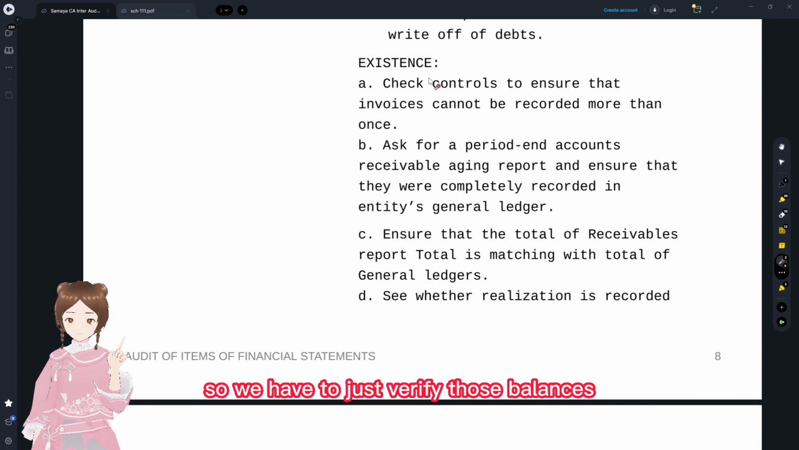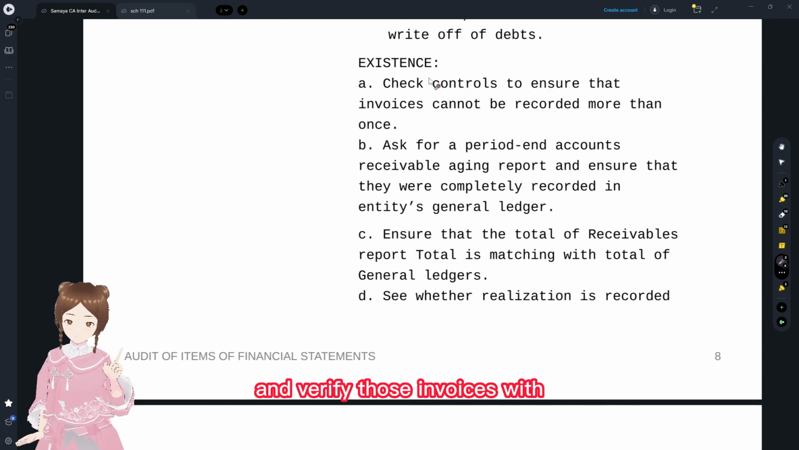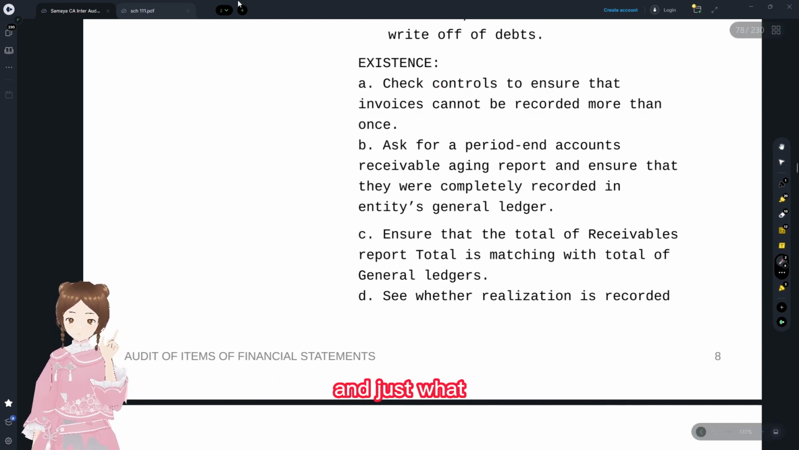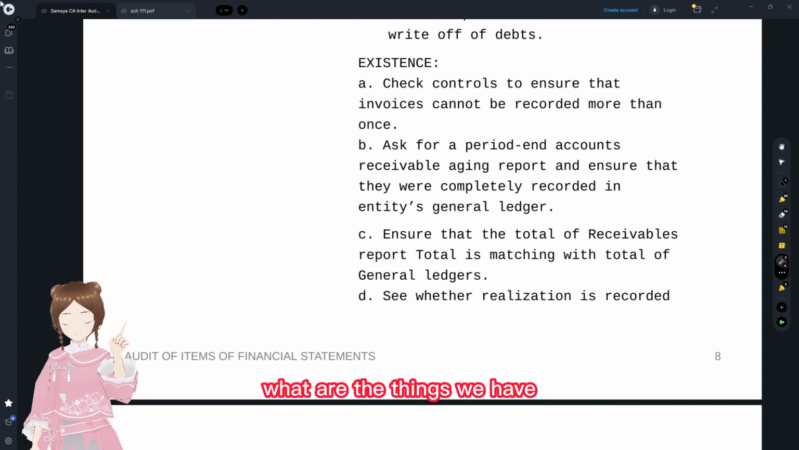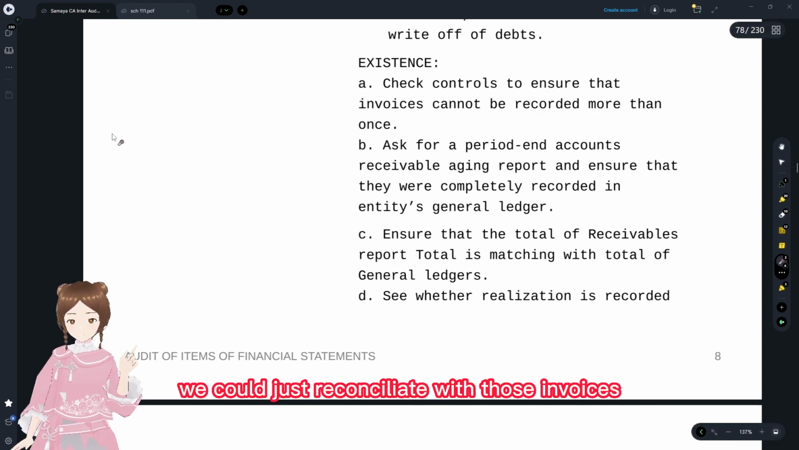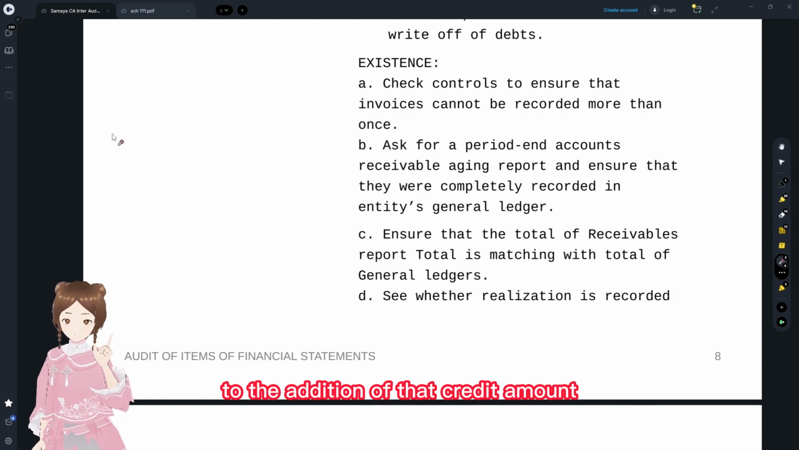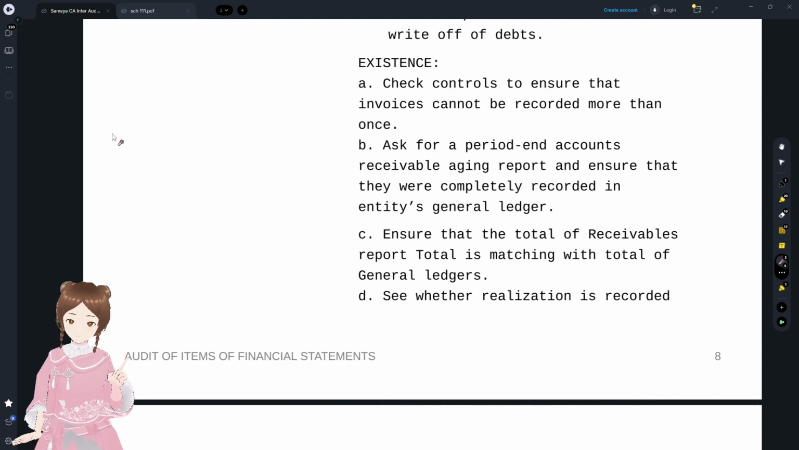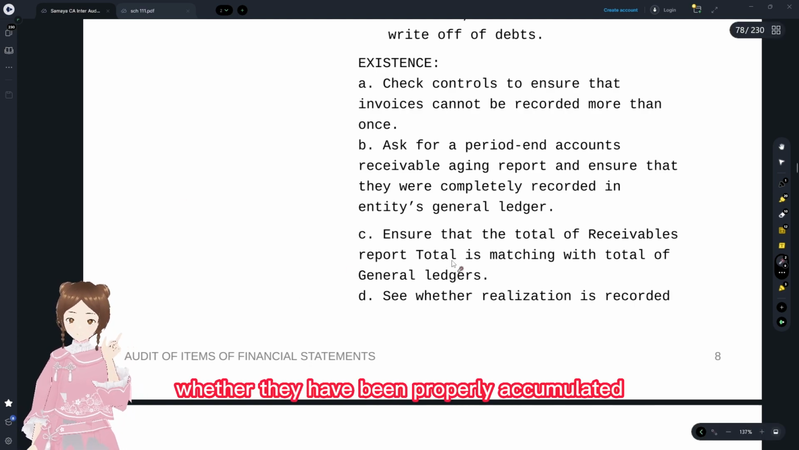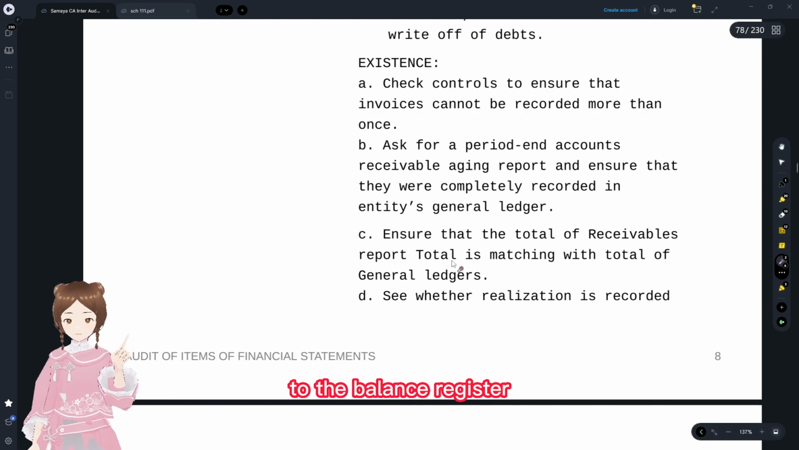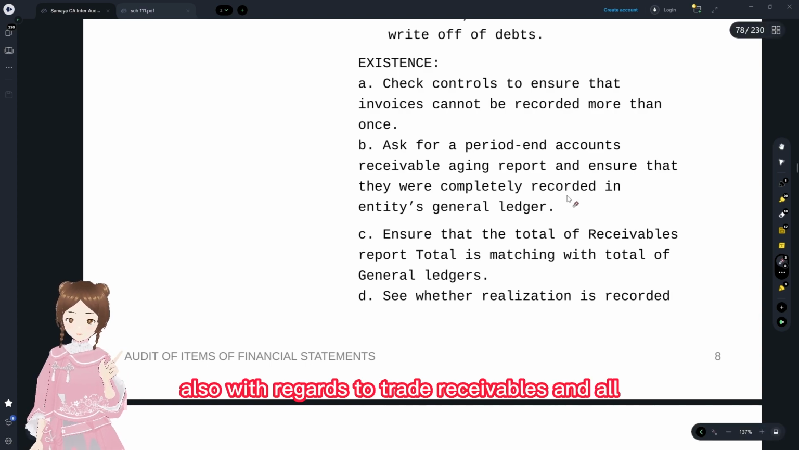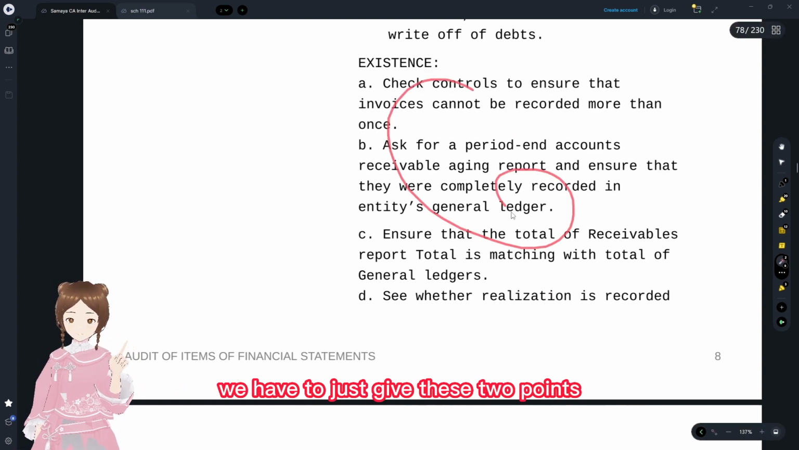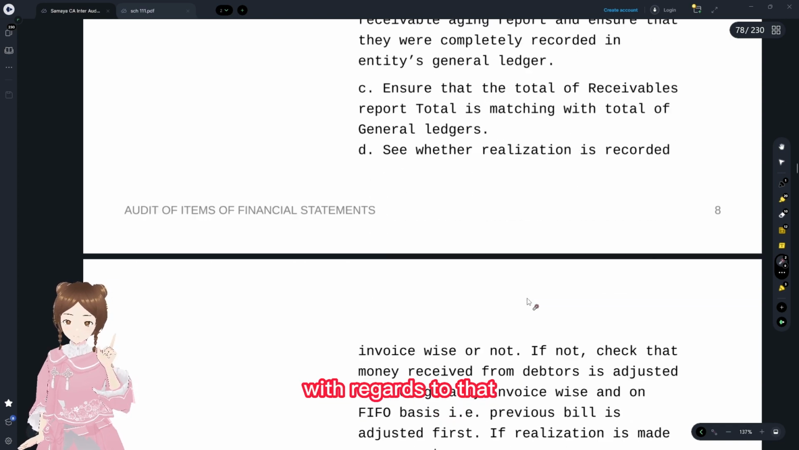So we have to verify those balances and those invoices. What could we do with invoices? We could reconcile them with the addition of that credit amount, that balance amount, to the trade receivables, and check whether they have been properly accumulated to the balance register also. We have to give these two points with regards to that.